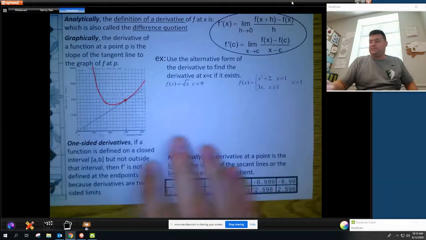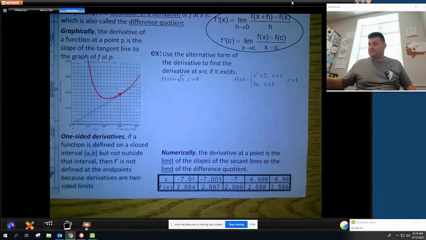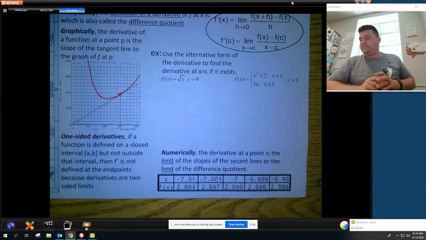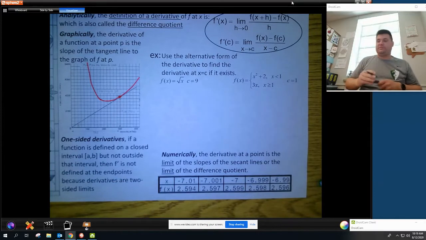And let's go ahead and use this information and tackle our first example. So it says to use the alternate form of the derivative to find the derivative at x equals c if it does exist. Okay, so two examples, one here, one there, just so you are aware. So let's go for it.